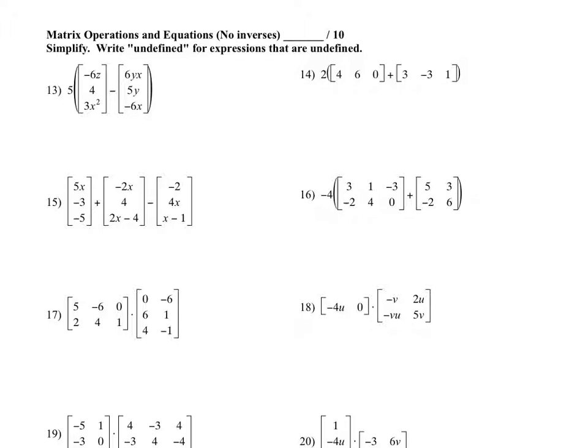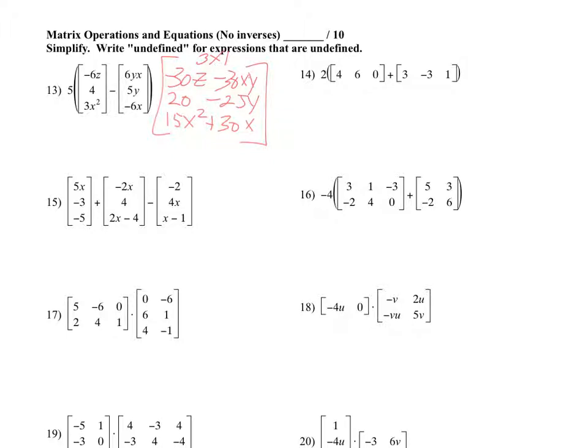First one I might do is number 13. We got to do some subtraction and multiply by 5. I'll do both in one step. So we're looking at 5 times negative 6z minus 6xy. That'd be negative 30z minus 30xy. Next row down would be 20 minus 25y. And my last row would be 15x squared minus negative 6x, or plus 30x. And that would be a 3 by 1 matrix with 3 rows, each having 2 pieces.